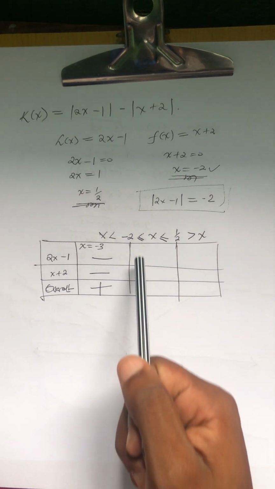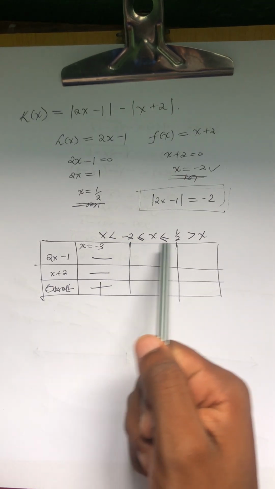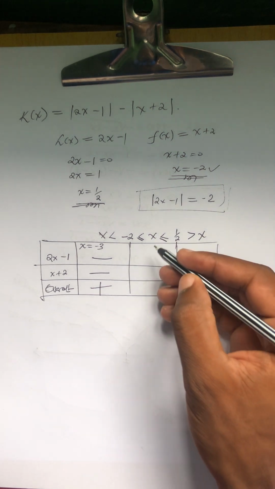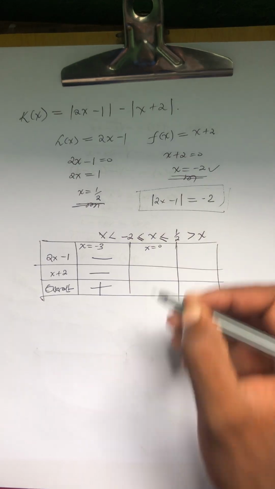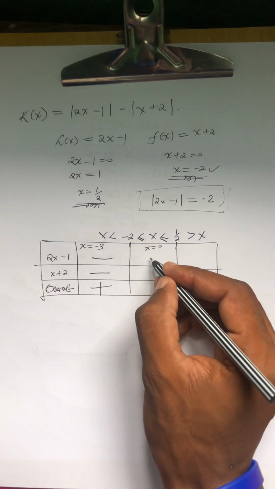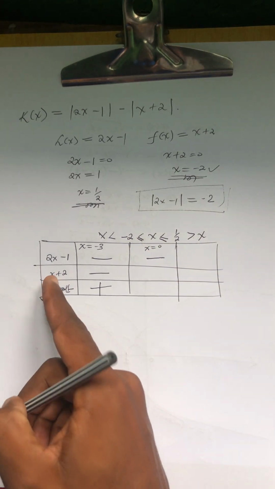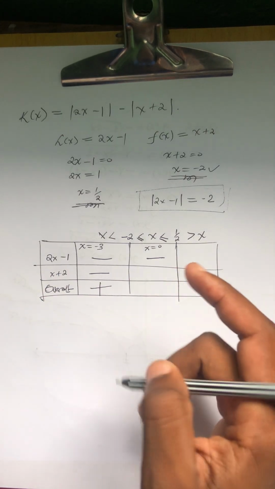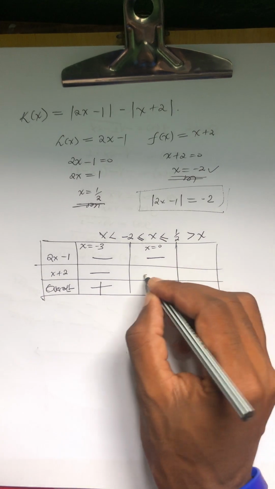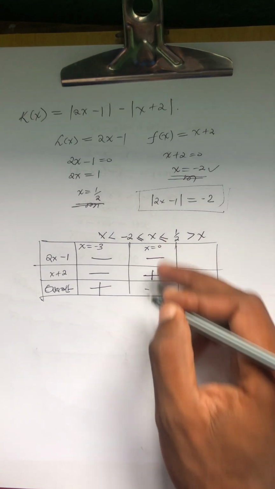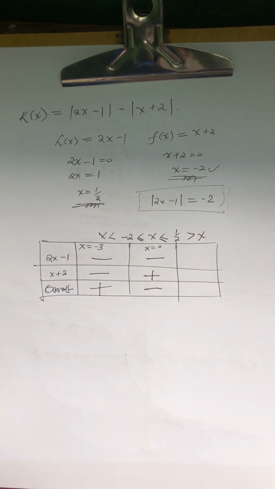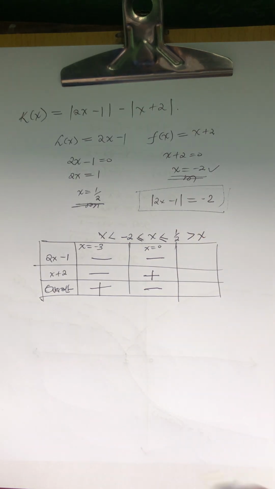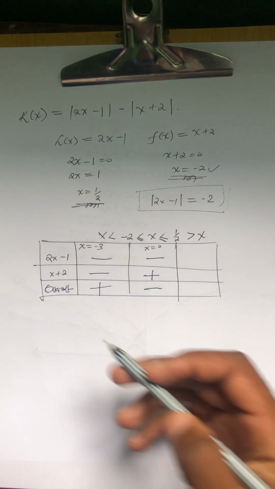Beautiful. The number in between negative 2 and half, a simple one, is 0. So if x is equal to 0 and you put 0 there, you're going to have a negative. In the other factor, if you put 0 there, the answer will be positive 2, and we're only interested in the sign, so we have a positive. Then if you multiply those, you're going to have a negative.